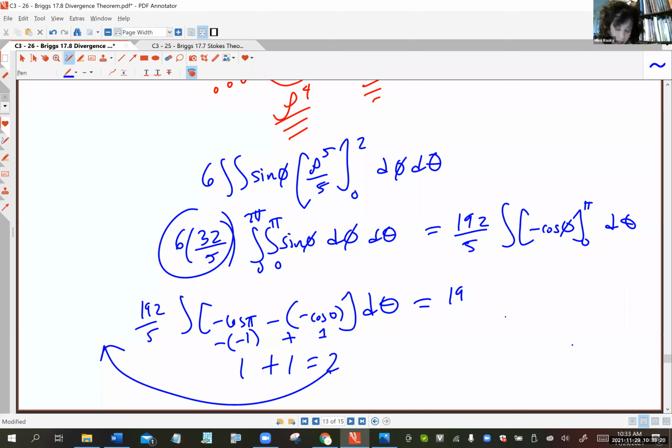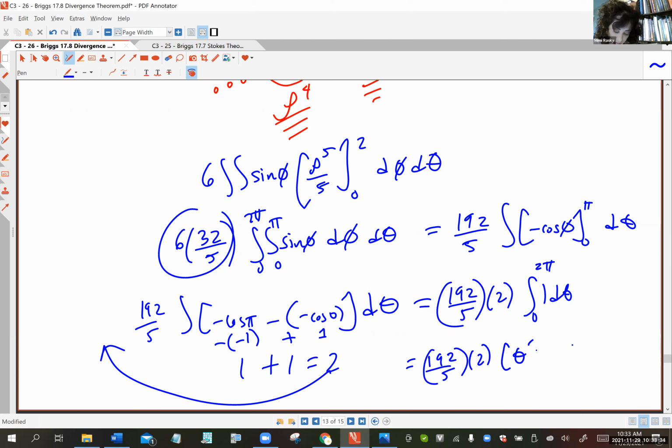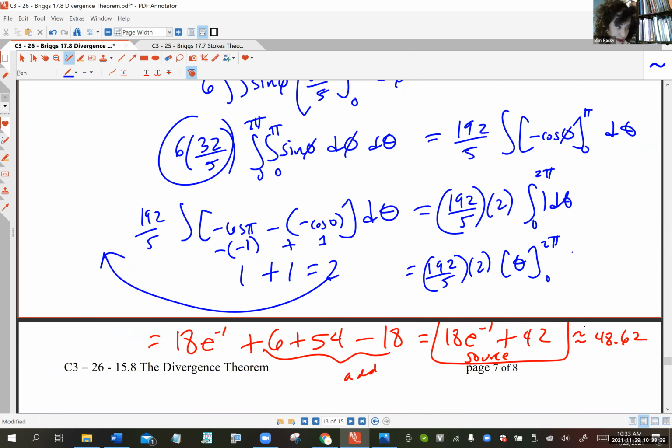Let's just pull that multiple out in front and multiply it with our 192/5. And now we just have to worry about integrating 1 with respect to theta. That's easy peasy. That's just theta. And then we're going to go from 0 to 2 pi. And so then we're just going to end up with a factor of 2 pi. Final answer, 768 pi fifths. And that's going to end up being a source because this is a positive number. So total flux through our sphere, 768 pi fifths.